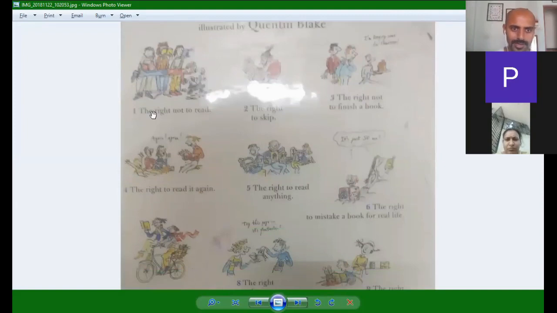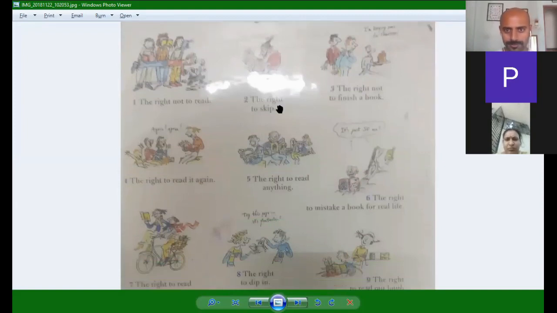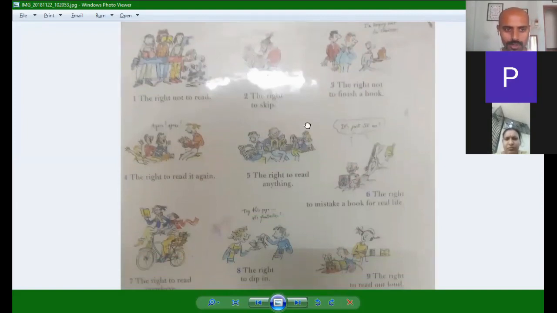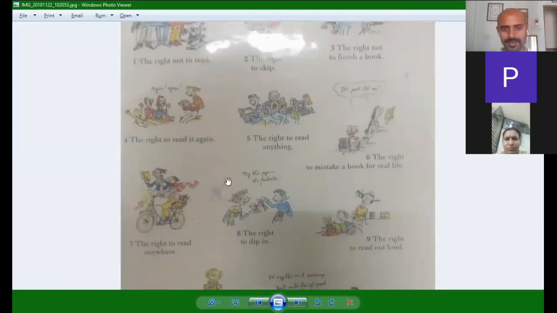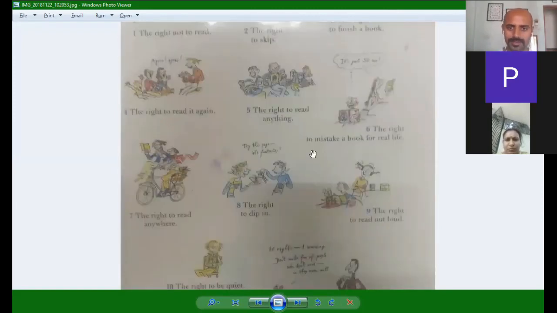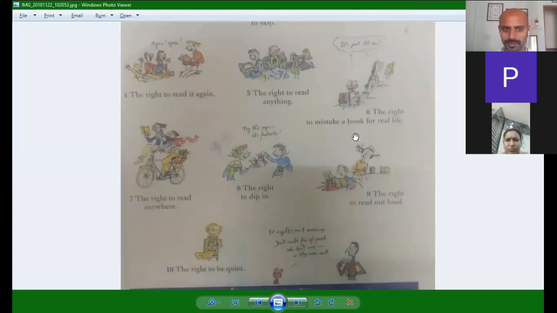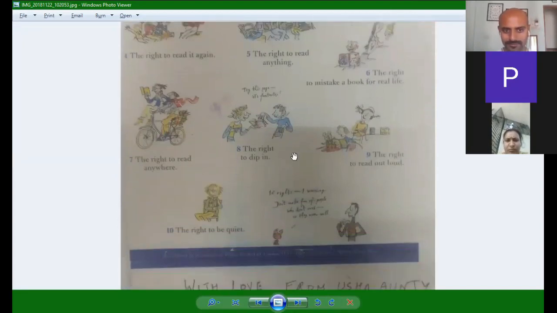So, for example, the right not to read, the right to skip, the right not to finish a book, the right to read it again, the right to read anything, the right to mistake a book for real life, the right to read anywhere. So these are the different, like very interesting points that the children can connect with, and with very interesting illustrations also. For those of you who read Roald Dahl, you'll recognize these sketches. Quentin Blake is the person who does the illustrations for Roald Dahl.